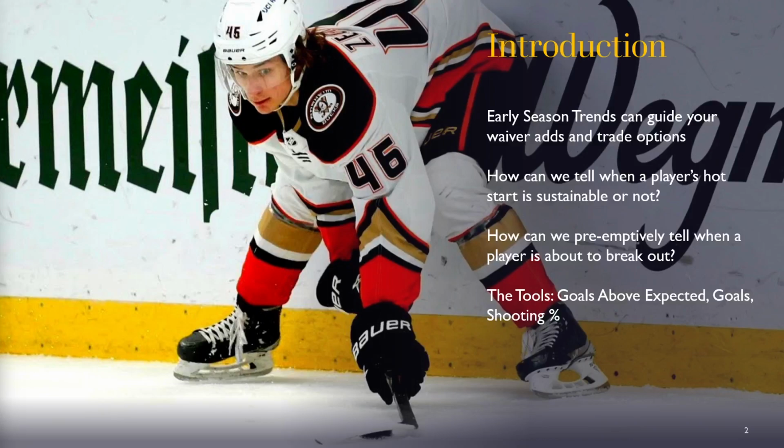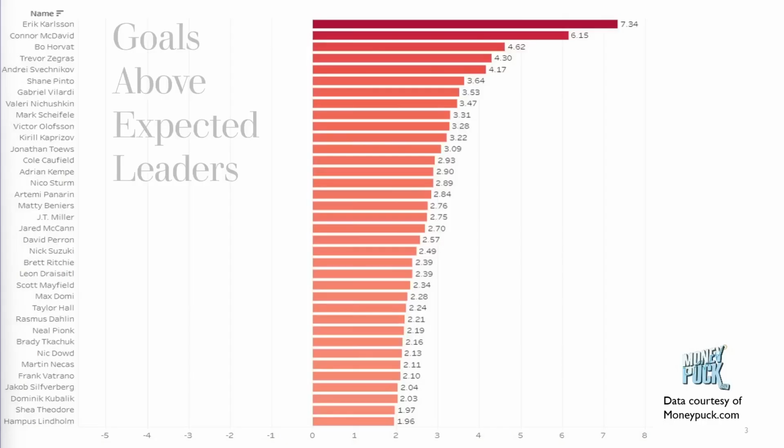But how can we tell when a player's hot start is sustainable? How can we tell when they're about to break out? Well, it's not an exact science, but the best tools that I've found are relatively simple ones. So we're going to be looking at goals above expected, goals totals, and shooting percentage. So let's take a closer look.